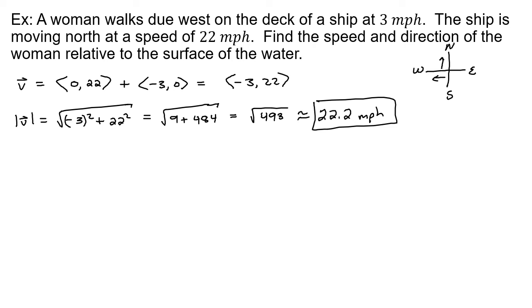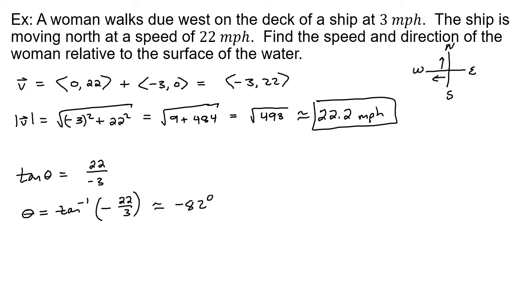That's the speed the woman's walking relative to the surface of the water. And then we need the direction. The direction, I just need to find the angle for that vector. So I'm going to do tangent theta is the y over the x, or the b over the a. So I'll get that theta is tangent inverse of negative 22 thirds. If I do negative 22 thirds, I'll get an angle of about negative 82 degrees.